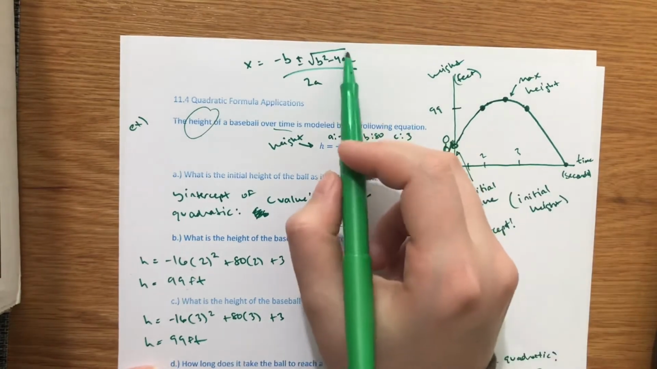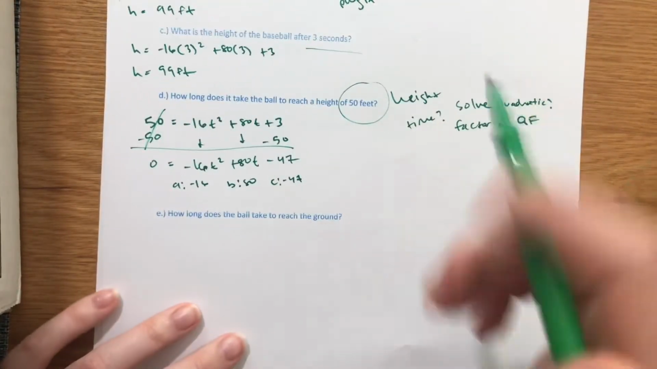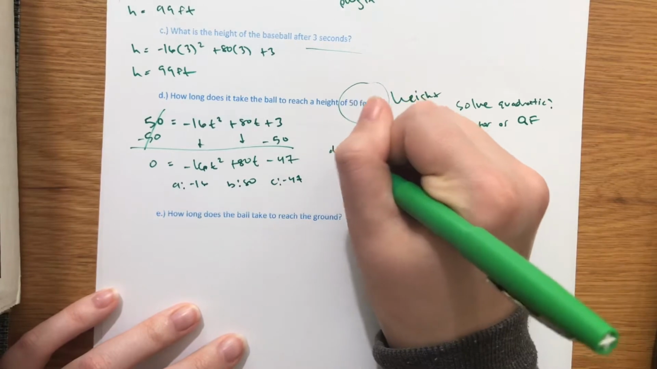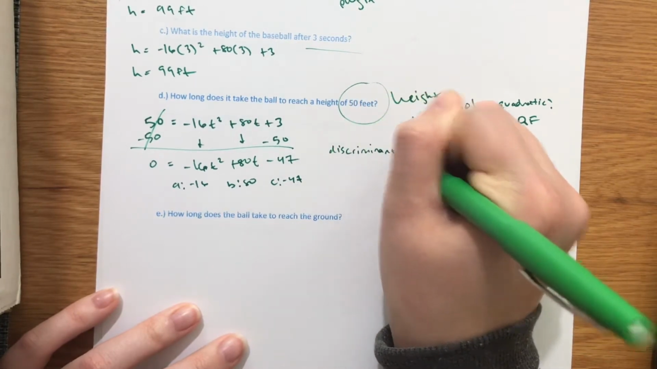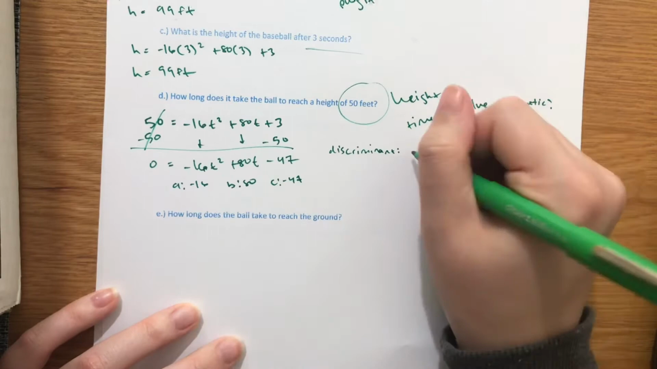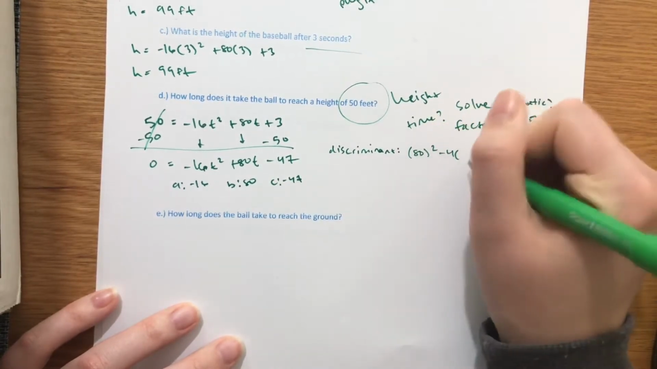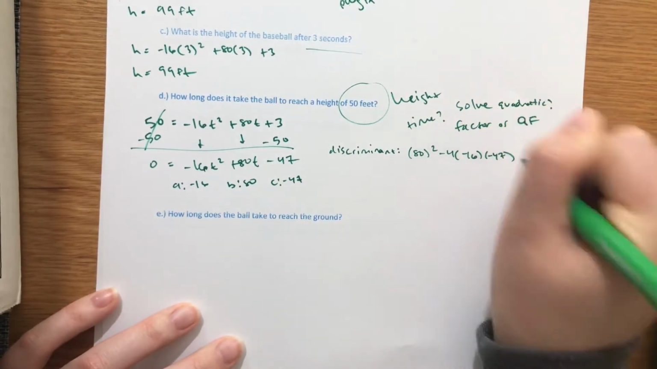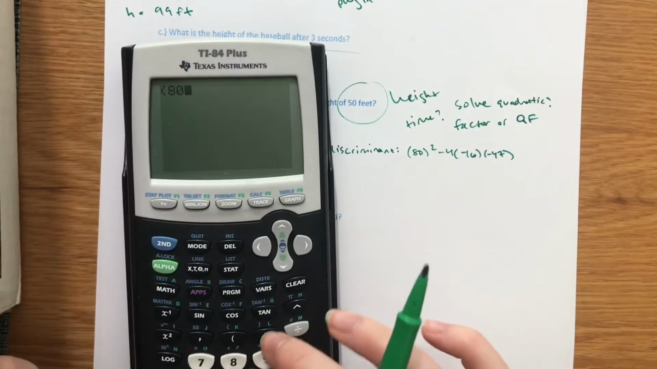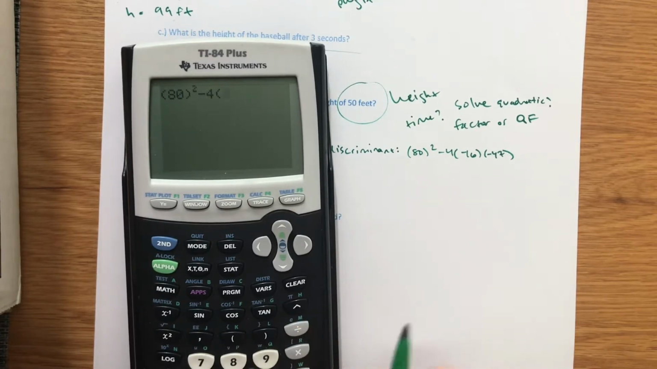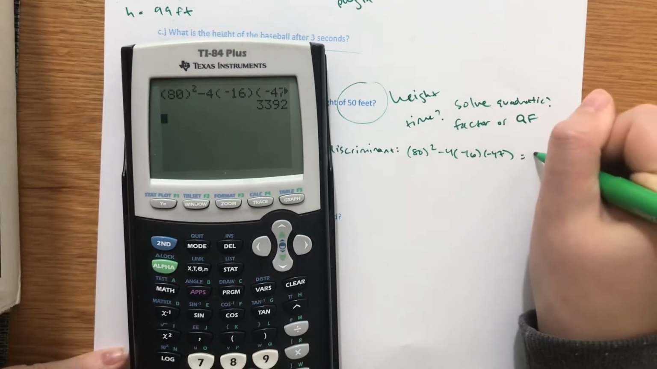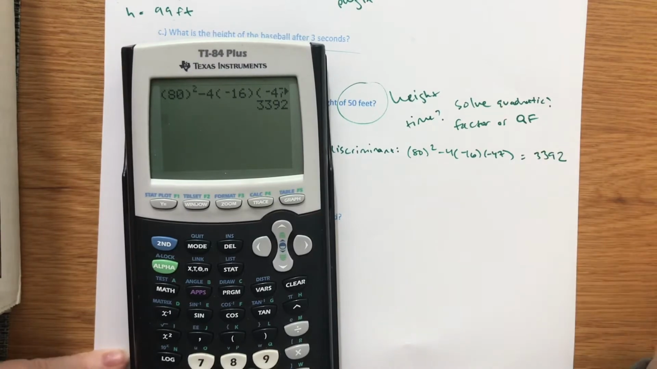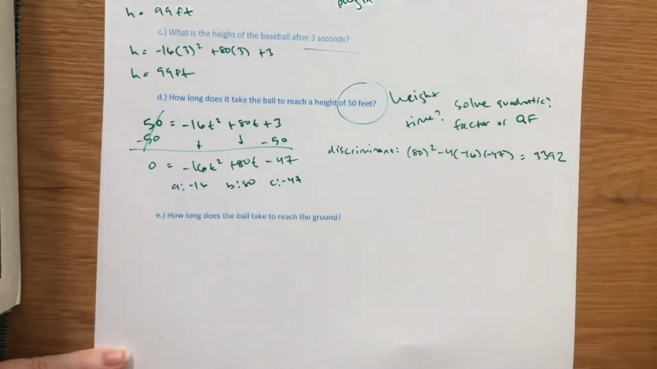So remember, the first part I do is real quick, we're going to find the discriminant, which is b squared minus 4ac. So 80 squared minus 4 times negative 16 times negative 47. So again, usually you guys are using Desmos Scientific. I'm using my calculator. 80 squared minus 4 times negative 16 times negative 47. So we get the discriminant is 3,392.